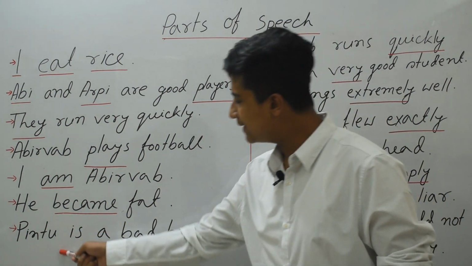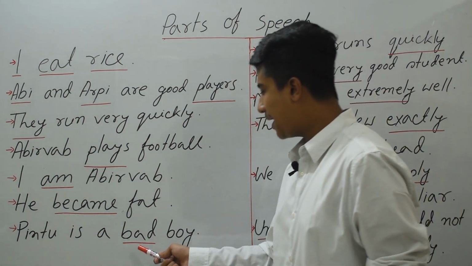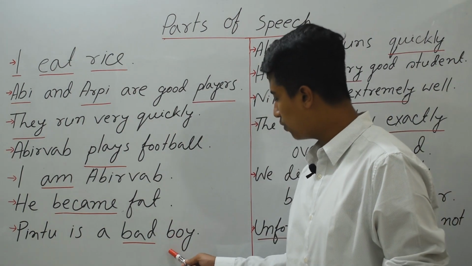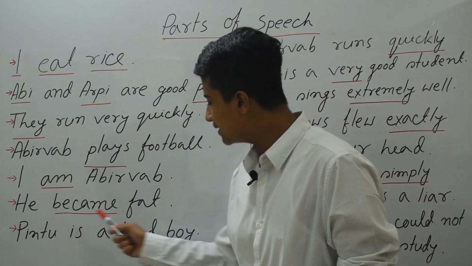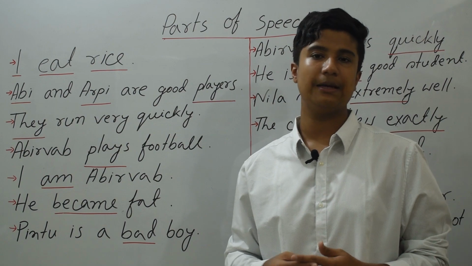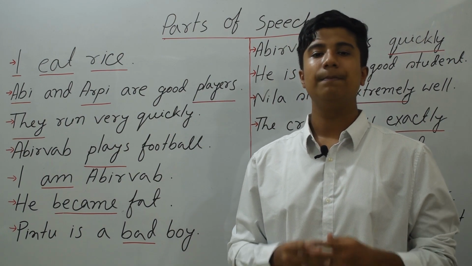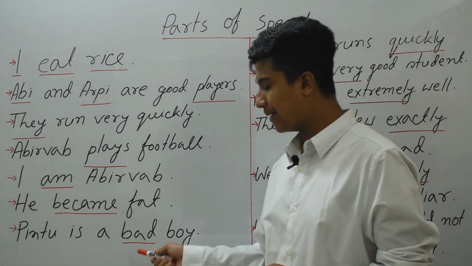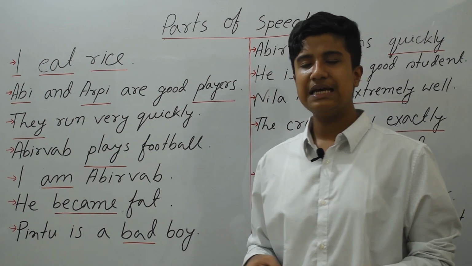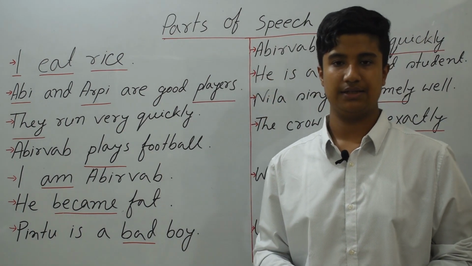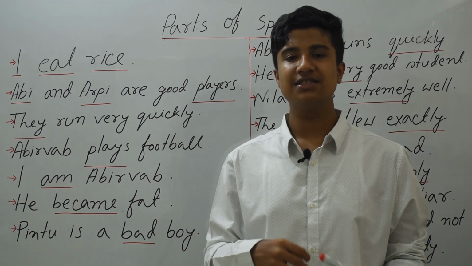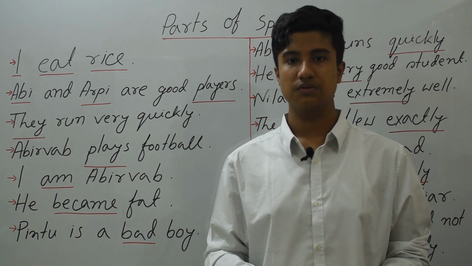We can say Pintu is a bad boy. Here, bad is an adjective describing boy. As we already said Pintu is a bad boy, we can no longer say Pintu is a good boy. Pintu is limited between either being bad or good. With this, we can come to another definition of adjective. Adjectives limit the usage of nouns and pronouns.